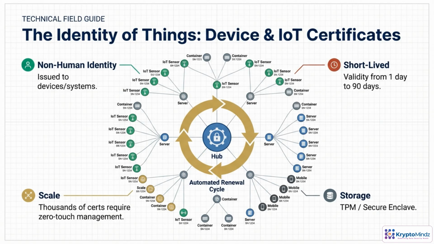That's why successful IoT and device PKI is built around a central automation hub that can enroll devices, issue and renew their certs, and revoke them when they're compromised or retired, all with zero touch. Finally, the private keys for these identities must live in hardened storage, like a TPM, secure enclave, or similar hardware-backed store. Without that, all the careful PKI design collapses the moment an attacker extracts keys from a cheap device.